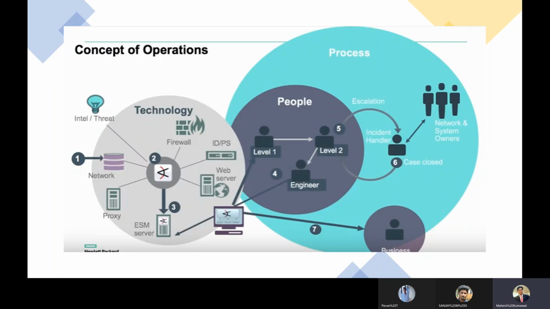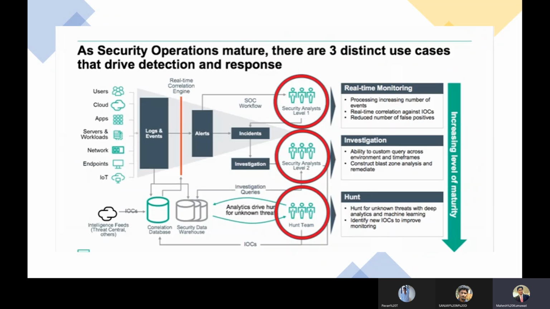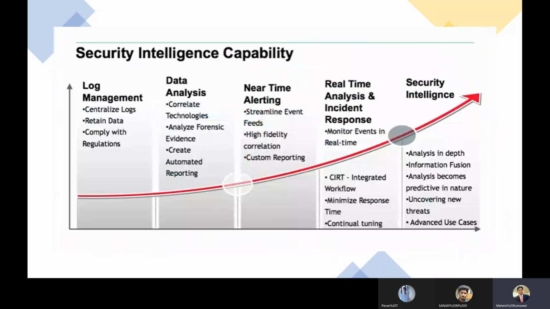Okay. Then we have the same picture we used earlier. Then security intelligence capability: log management, centralized logs, retain data, comply with regulations. Then we have data analysis: correlate technologies, analyze forensic evidence, create automated reporting, near real-time alerting, streamlined event feeds, high fidelity correlation, and custom reporting.